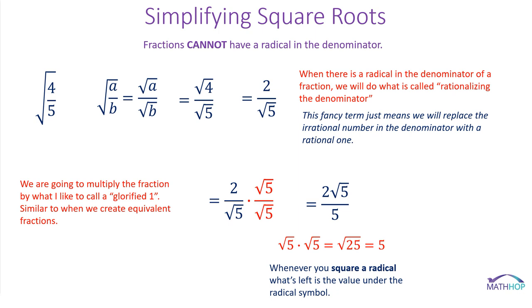Okay? Maybe I used too many words to explain that. If so, hit me up if that didn't make sense. But if you square a square root, squaring and square rooting, they undo each other. You're just going to be left with what's under the radical.